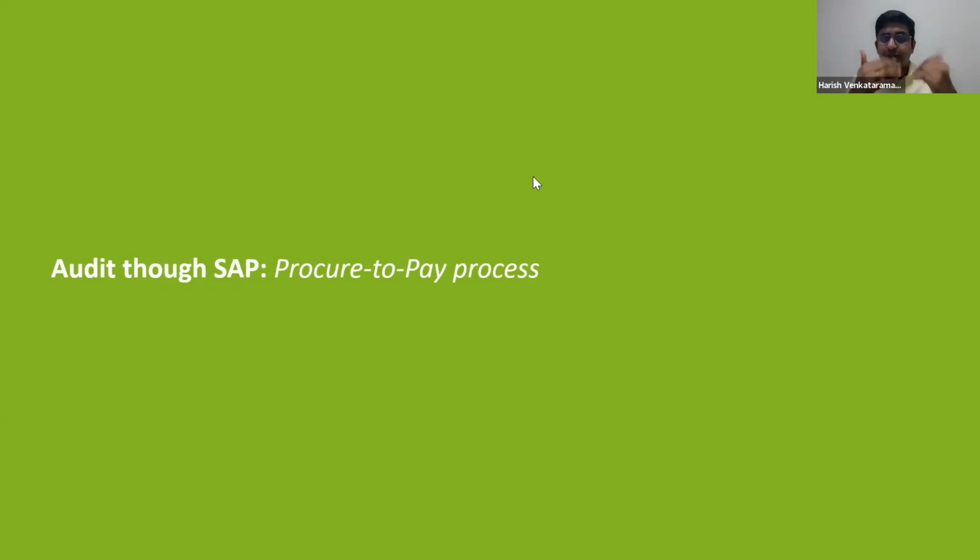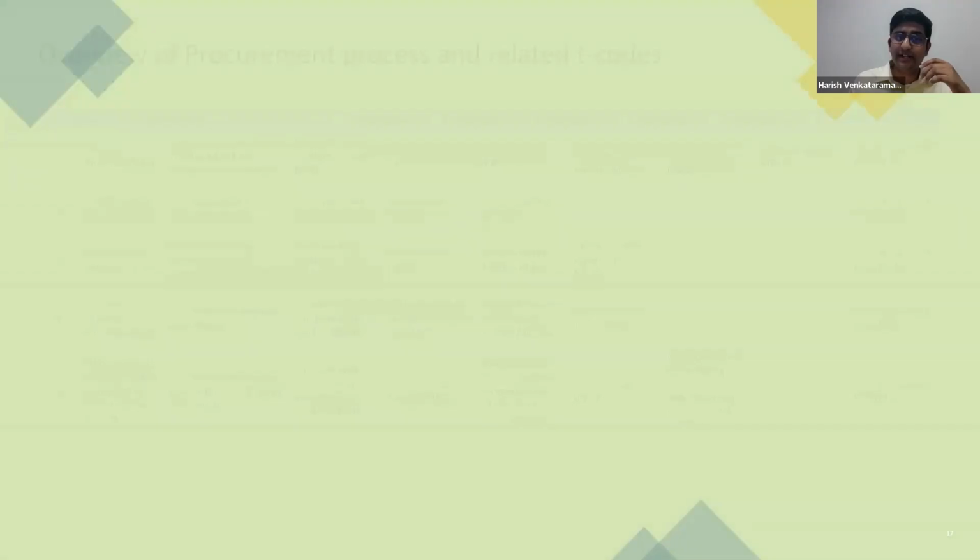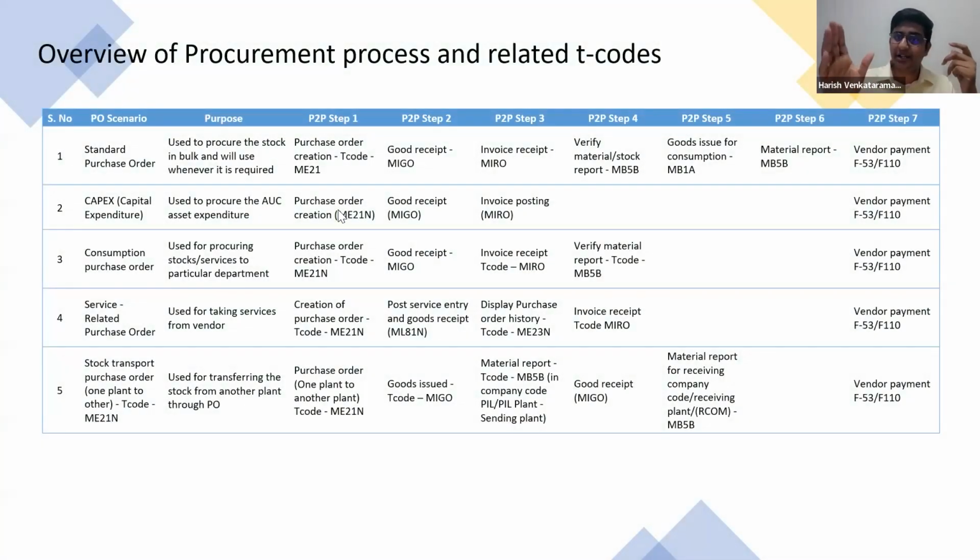Now coming back to audit through SAP on the procure to pay process, we will understand it right from raising a purchase order through transaction code ME21 till the time that we make the payment, or disburse the payment to the vendor, through transaction code F110. How do we use these? Let us quickly run through the steps that are involved for the different procurement PO processes.